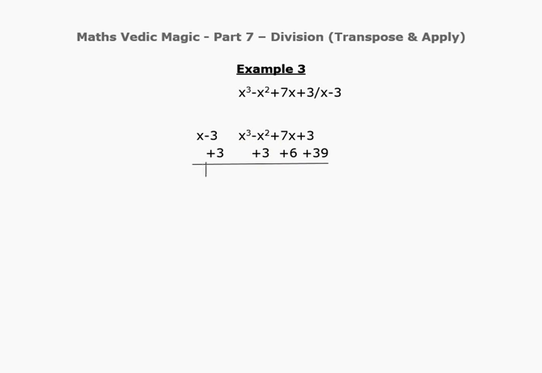That's 1, that's 2, that's 13, and that's 42, and then we write down the power of x. So for the first one it would be x square, for the second one it's x, and then plus 13 is the quotient, and 42 is the remainder.